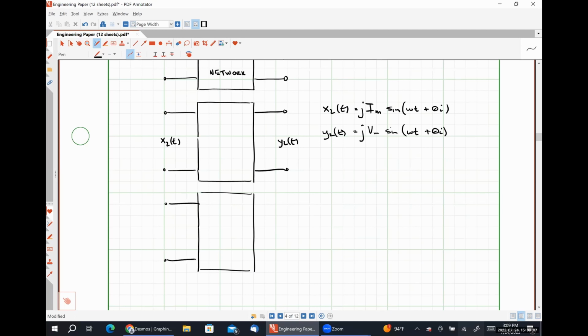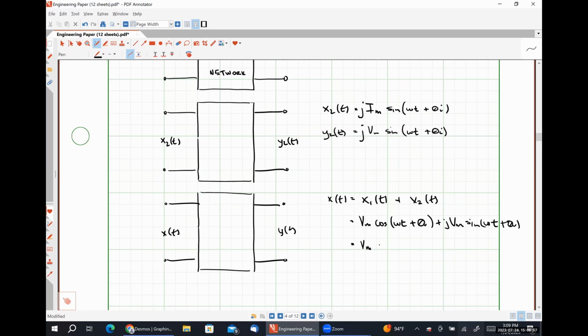So if I have an input x of t, where x of t is x1 plus x2, or Im cosine omega t plus theta I plus j Im sine omega t plus theta I, I can use Euler's identity, which was one of the trig identities I gave you guys to work with at the end of the last class period. I can express this sum of sinusoidal functions as Im e to the j omega t plus theta I. Well, my output will just be y1 plus y2.